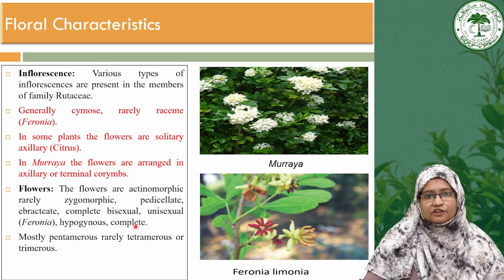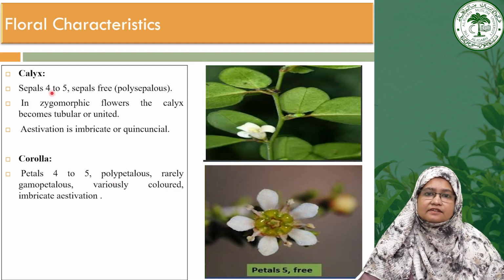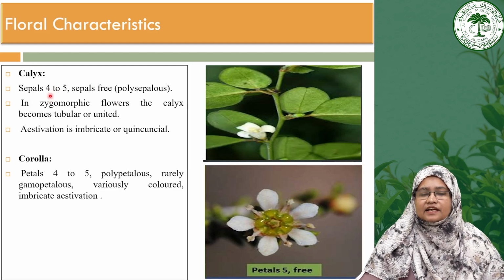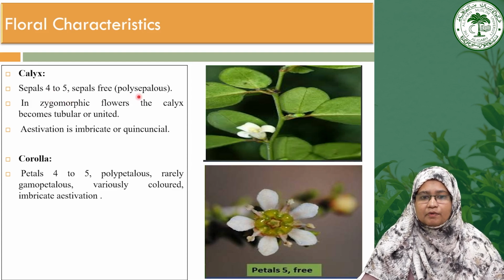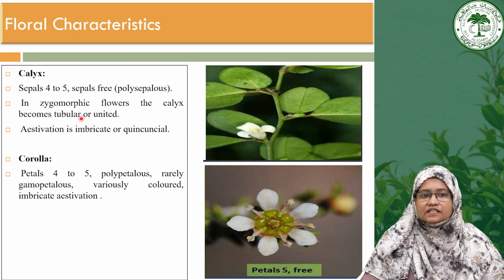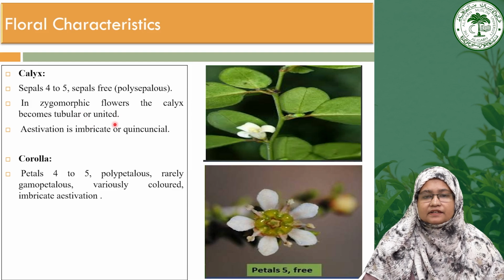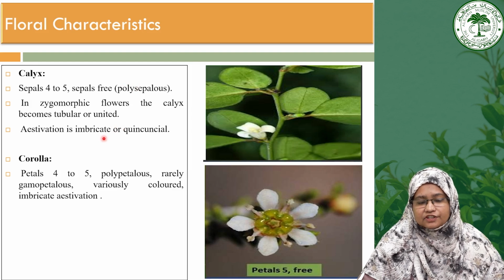So, now moving towards the next floral characteristics, that is calyx and corolla. We know that the calyx is the outer floral part of the flower. The calyx number is either 4 to 5, which shows that the flowers are either tetramerous or pentamerous, and they are all polysepalous in condition. Especially in zygomorphic flowers, the calyx becomes tubular or united, but often they are polysepalous. The aestivation of the calyx is either imbricate or quincuncial.